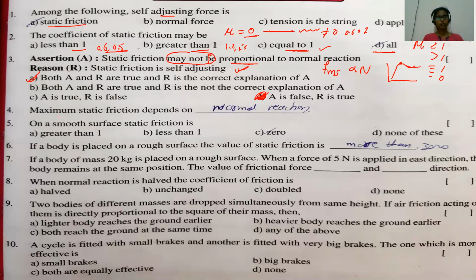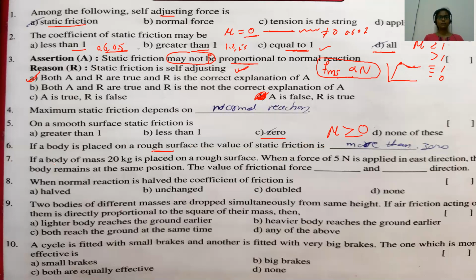Yes, next question, the fourth one. Maximum static friction depends upon the normal reaction N. On a smooth surface, children, static friction will be 0. There is no friction for completely smooth surfaces, so we can take it as 0. Next, if a body is placed on a rough surface, the value of static friction is, in case of a rough surface, children, more than 0. The value of mu will be greater than 0. If it is a smooth surface, it is equal to 0. For a rough surface, it is greater than 0, like 0.6, 0.5, like that it will come.